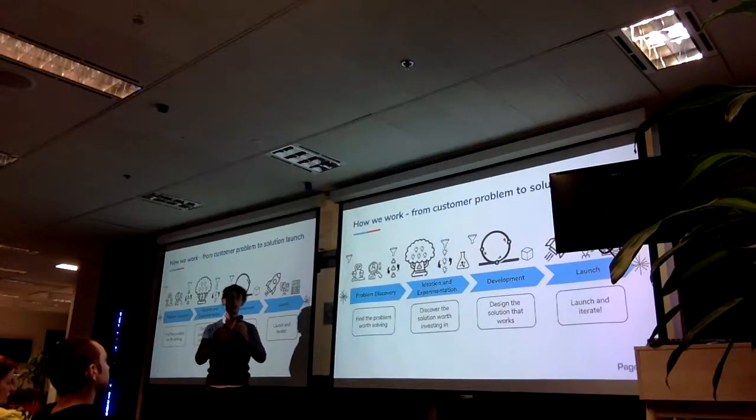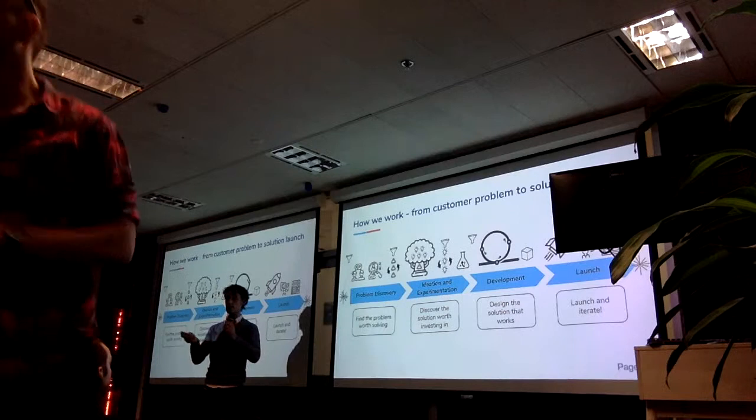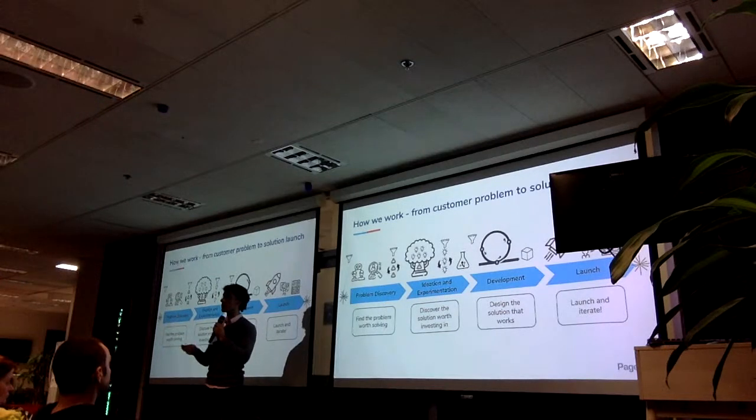Once we've ideally validated a solution, it goes from an unvalidated solution to a validated solution, which we then prioritize for investment to go through to development. And it's at that point in time where we're designing the solution that works and working through to taking it out to customers as fast as possible and then iterating based on feedback.